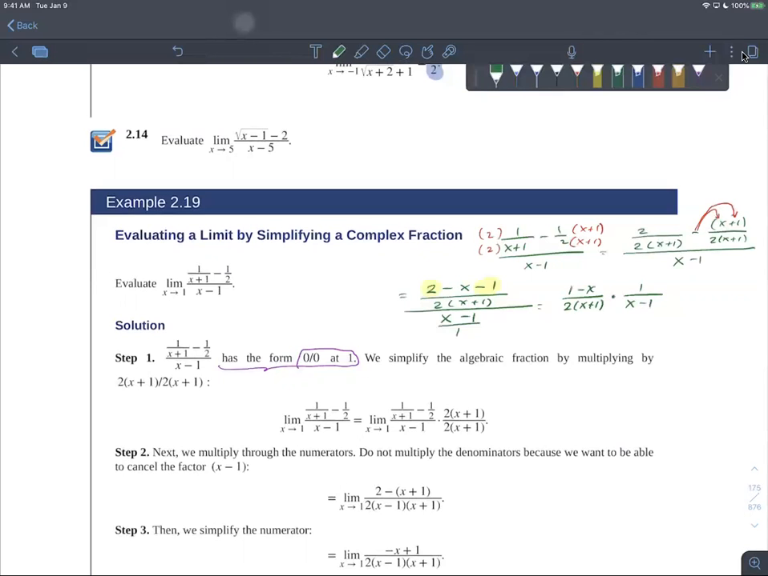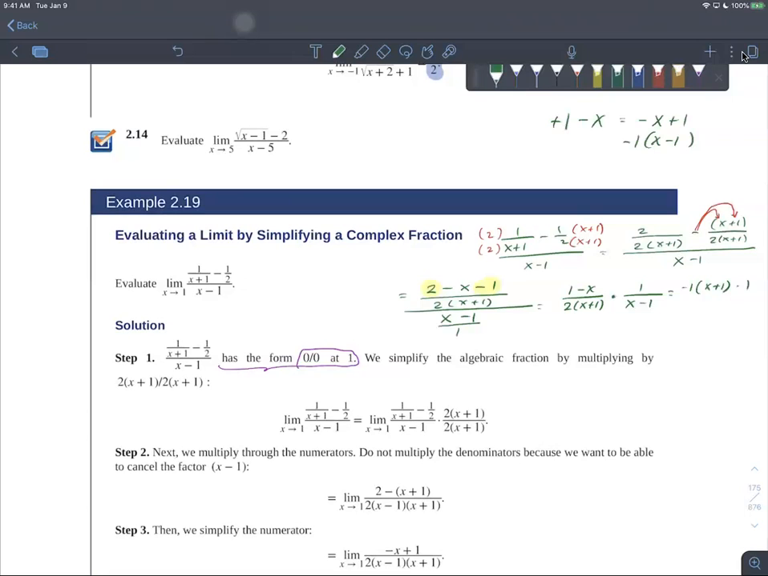It doesn't seem like anything cancels right off the bat here, but we can take a close look at this 1 minus x here. 1 minus x is the same as, I'm just going to flip the terms, negative x plus 1, right? Because this is a positive 1 minus x. And so if we factor out a negative 1, we get x minus 1. And so that means that 1 minus x can be written as negative 1 times x minus 1.